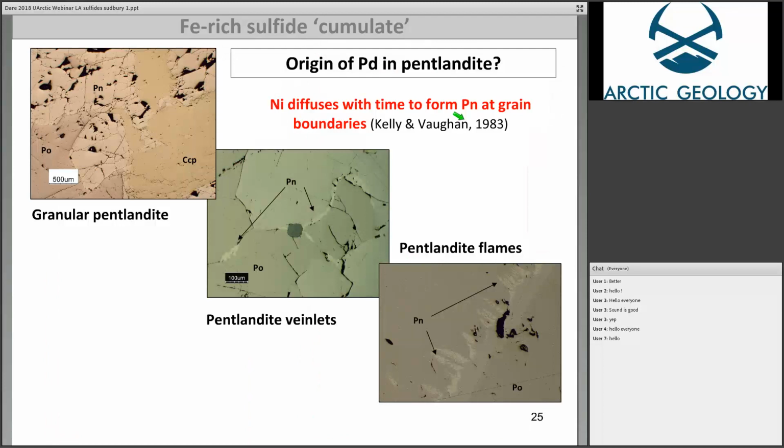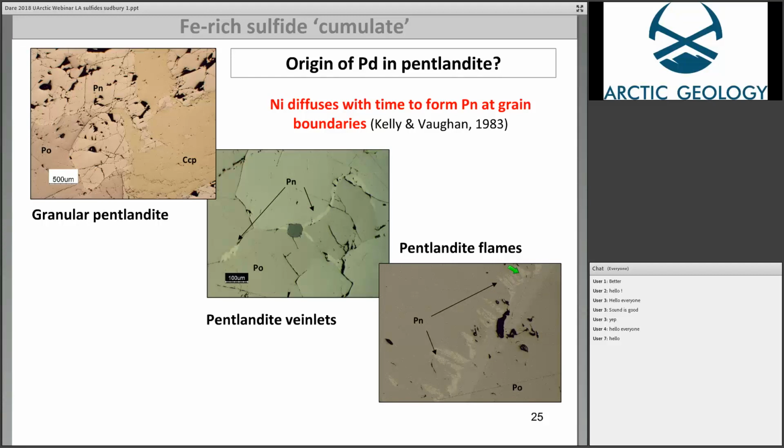So now I want to show you how we use the laser to try and understand better how and why palladium is enriched in pentlandite in the iron-rich ores. So here are 3 different textures that are common for pentlandite. You have coarse granular pentlandite, fairly commonly at the border with chalcopyrite if you have it. Then you have these pentlandite veinlets that are very thin, essentially at the grain boundary of different pyrrhotite grains. And then you have these tiny little pentlandite flames exsolving.